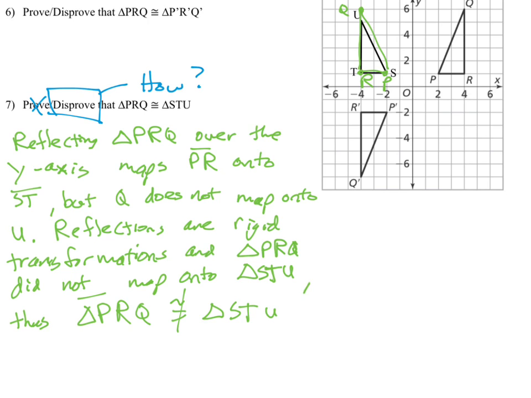STU. All right, so that's how a disproof works, and that's actually level 4, kind of taking things to the next level. To get level 3, you have to be able to do proofs, and if you want level 4, you're going to be able to do disproofs. So that's kind of how they're a little bit different. Some things map, some things don't.